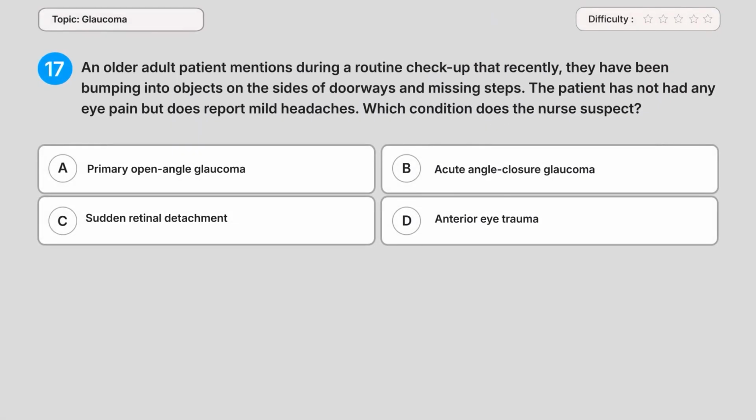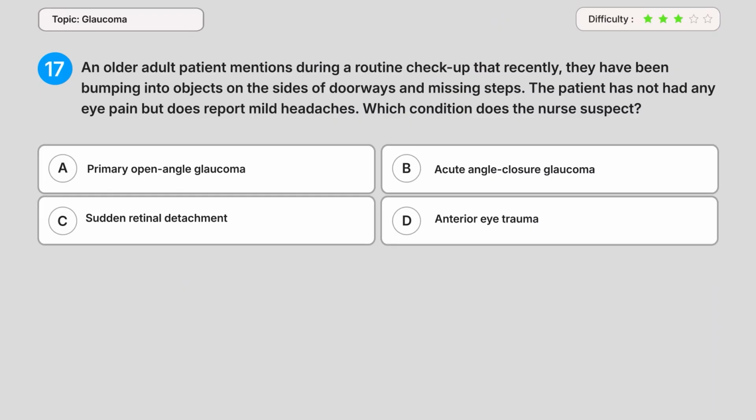Question 17. An older adult patient mentions during a routine checkup that recently they have been bumping into objects on the sides of doorways and missing steps. The patient has not had any eye pain but does report mild headaches. Which condition does the nurse suspect?